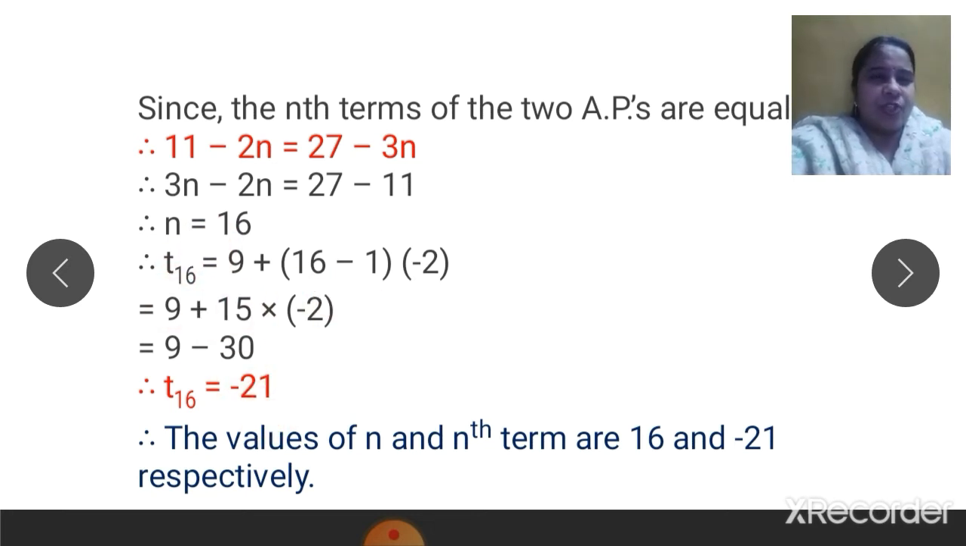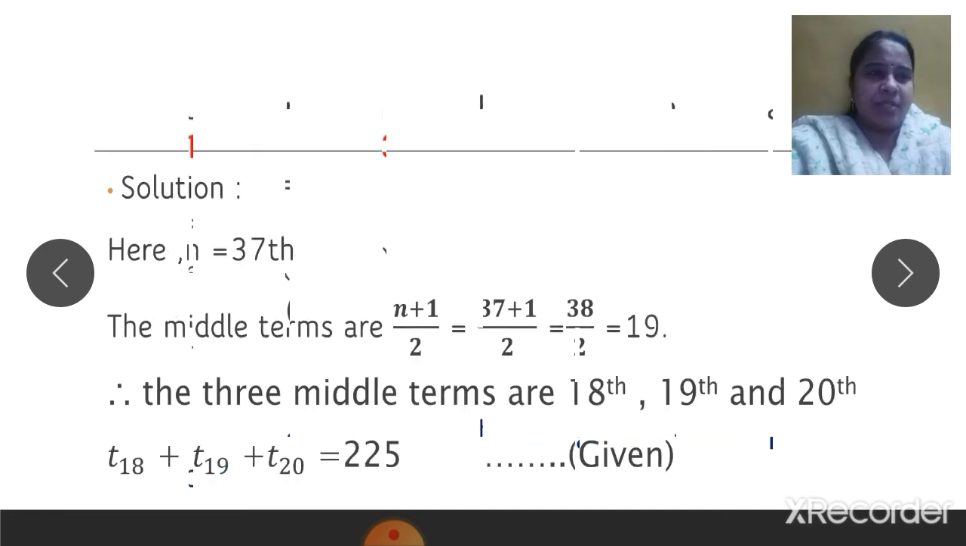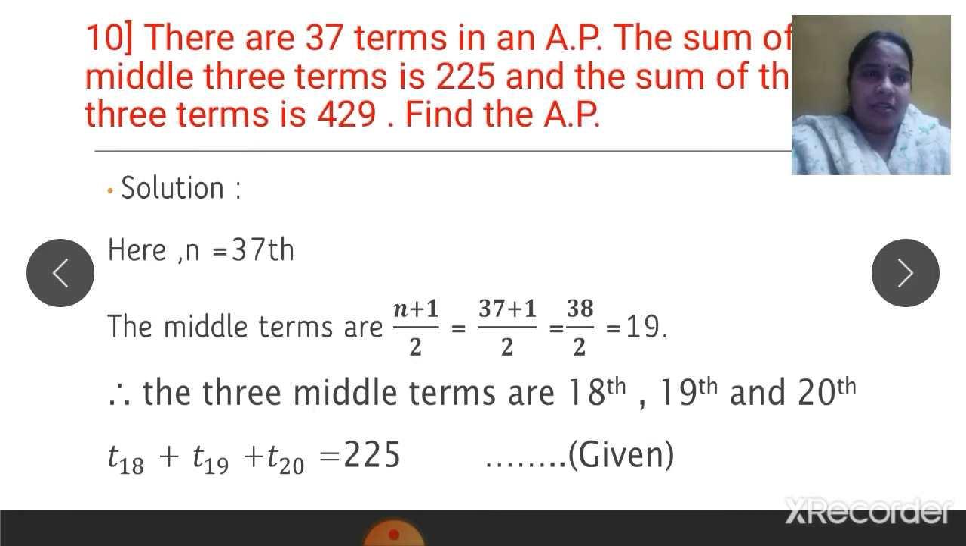Okay? So this way the final answer also can be written. I hope it is clear to you. Now we move to the next important question from the problem set, and it is the 10th sum.